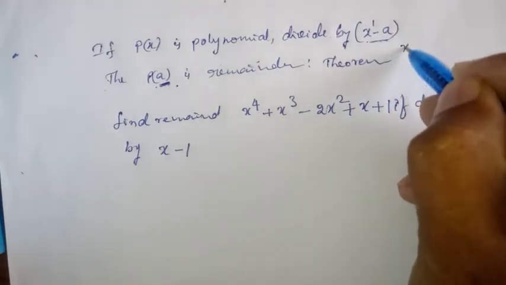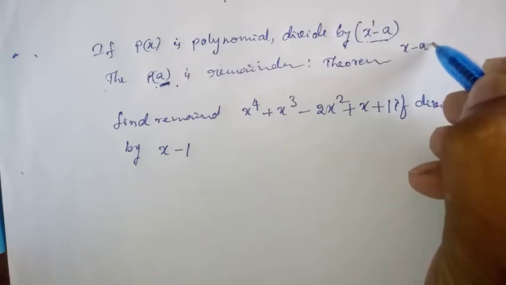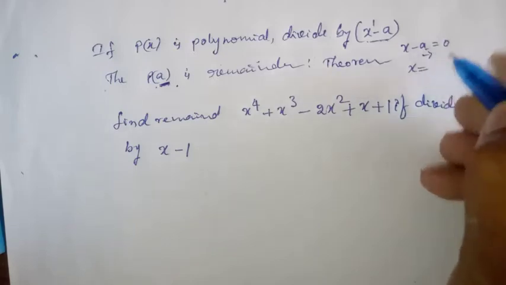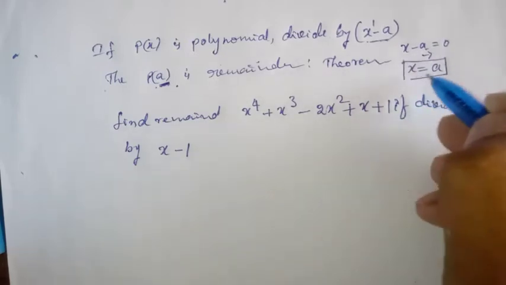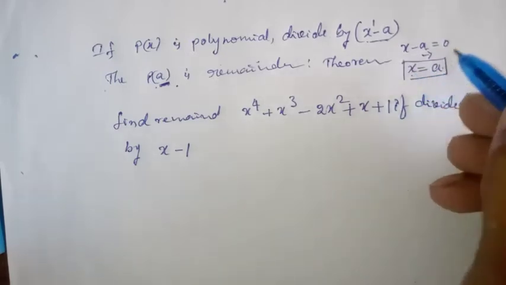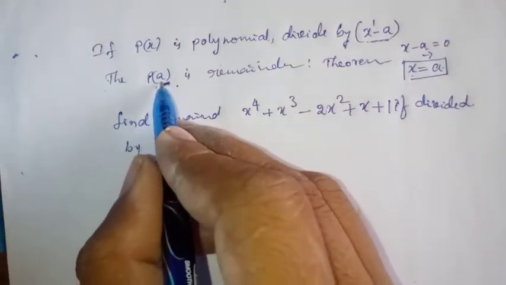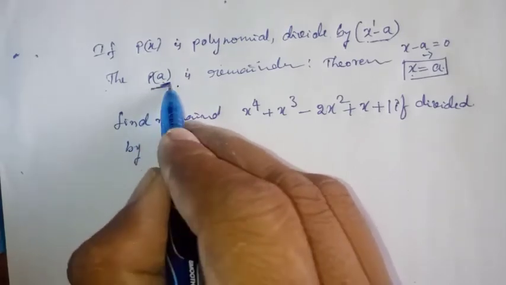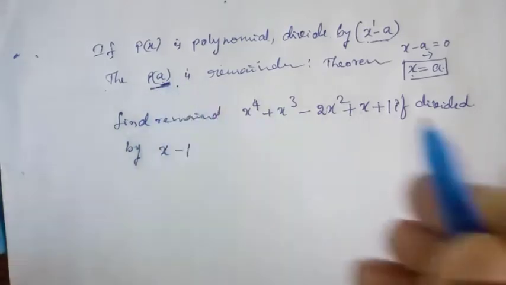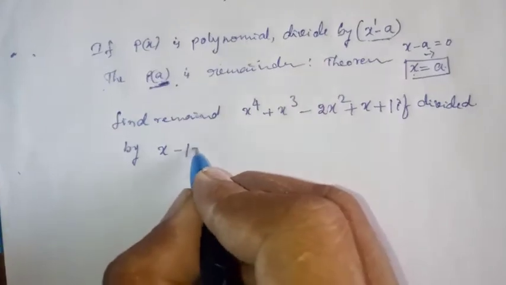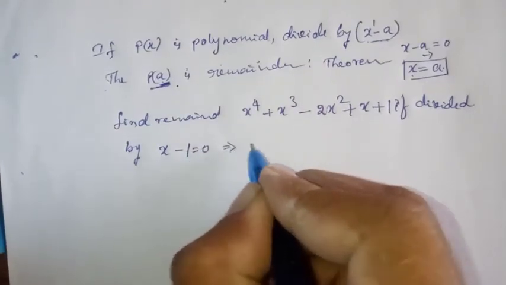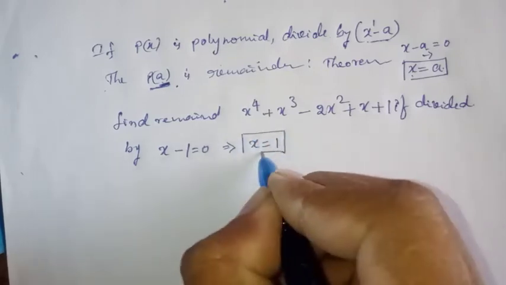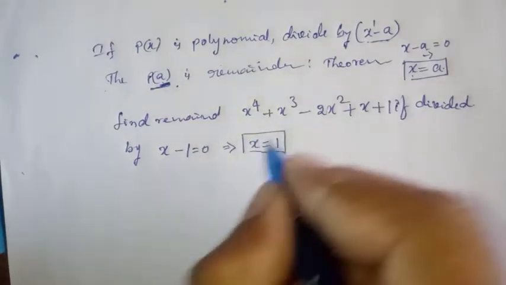Now we have to equate the divisor x minus a to 0, take a to the right side, then x is equal to a. Yes or no? That's the value of x. If you substitute the value of x, that's a, then we get the value of the polynomial. Yes or no? We have to do the same here. x minus a equal to 0 means that x is equal to 1. Now find the value of the polynomial.